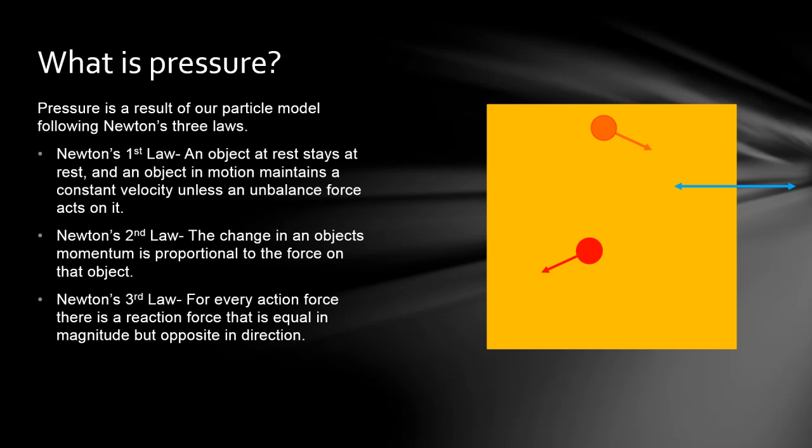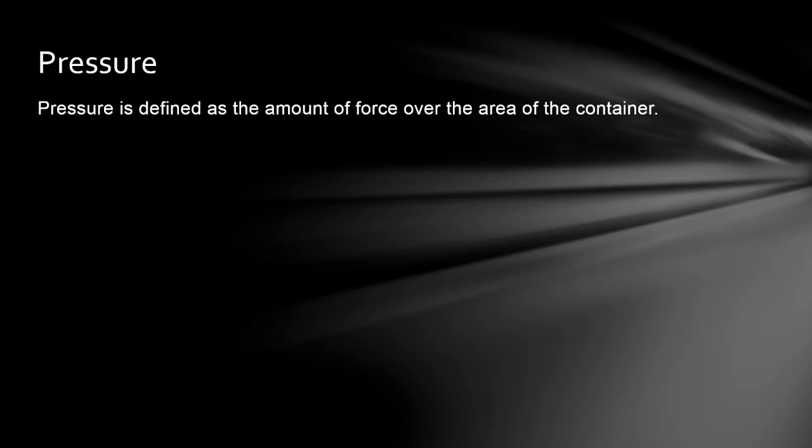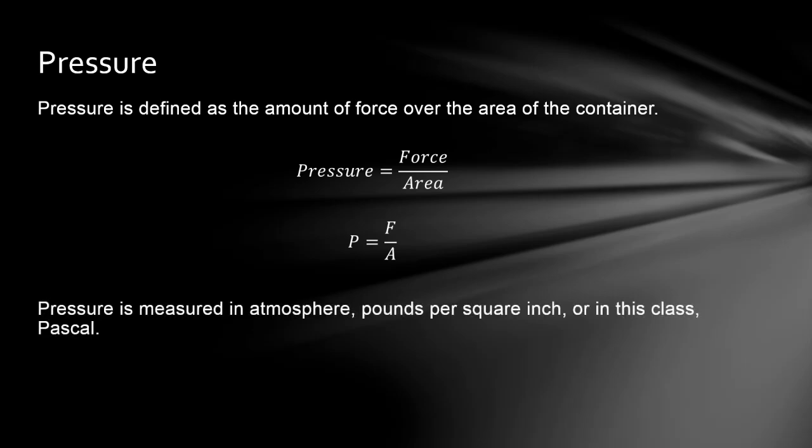Now imagine billions and billions of these molecules colliding on the surface of a container. Instead of a force only at one time and location, these forces are all over the surface at all times. So pressure is defined as the amount of force over the area of the container that holds the gas. And so pressure equals force divided by area: P = F/A, where capital P is pressure, capital F is force, and capital A is area. Pressure is measured in atmospheres, pounds per square inch, or in this class we will be using the Pascal. 1 Pascal equals 1 Newton per meter squared.